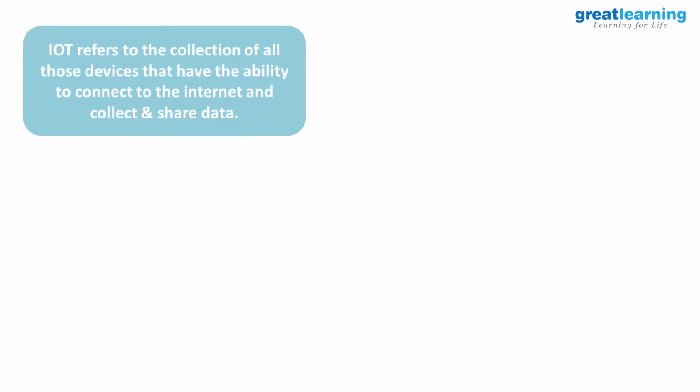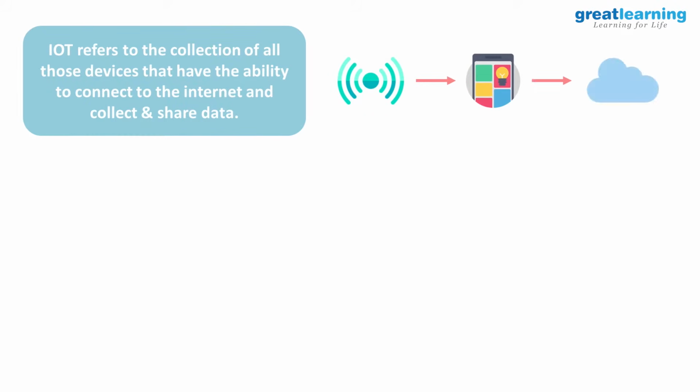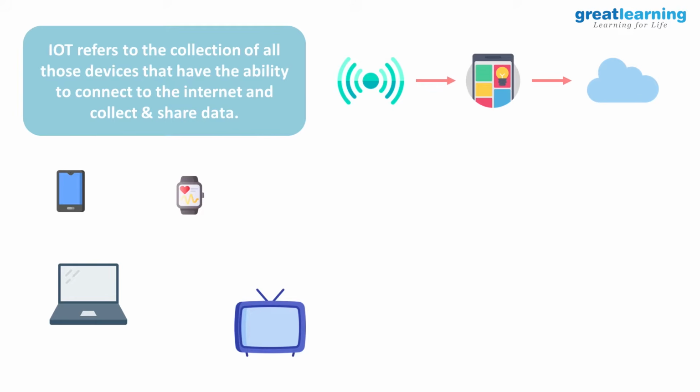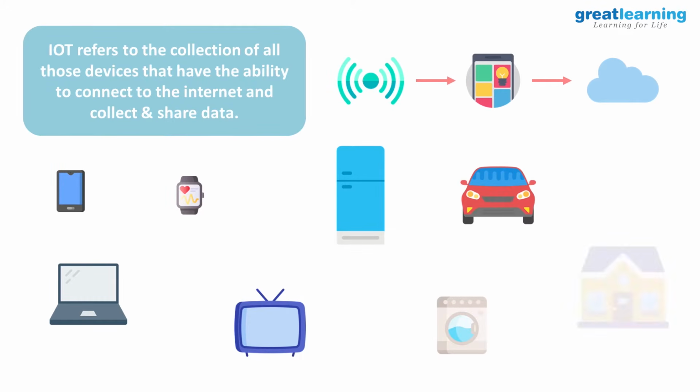So just as we discussed, IoT refers to the collection of all those devices that have the ability to connect to the internet and collect and share data, hence the name Internet of Things. So basically, we have a device that collects data from its surroundings using sensors and actuators and sends this collected data to the internet where the processing of that data can happen. There are many devices that can be included in this classification. An example can be phones, laptops, watches, TVs, refrigerators, washing machines, cars, and even homes. Yes, whole homes themselves can be a part of IoT too.